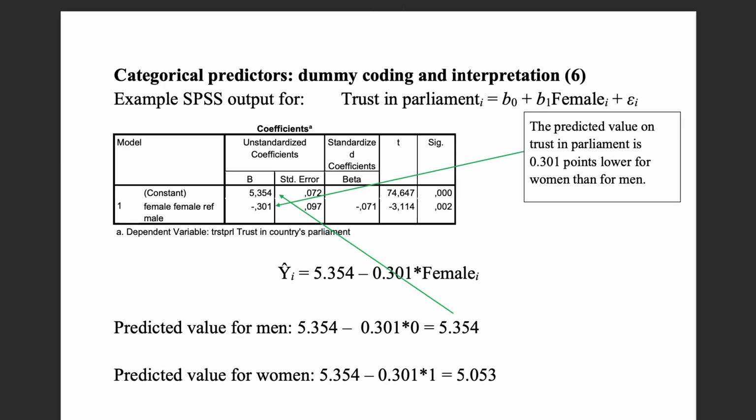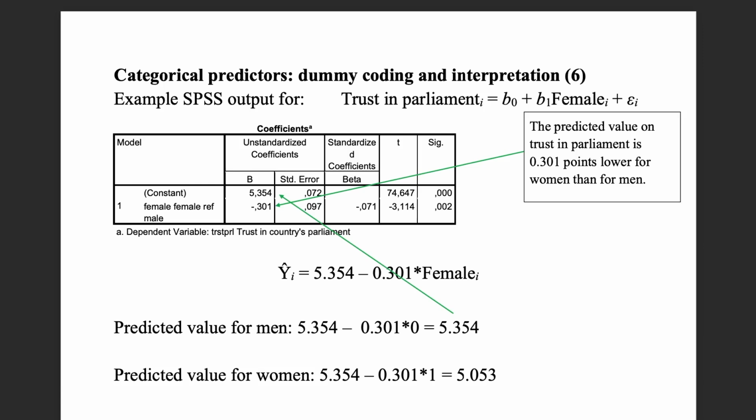So now we know, based on our regression coefficient, what does that regression coefficient for the female dummy capture? It tells us the difference in predicted value for women compared to men. The predicted value for men is the constant. The predicted value for women is the constant, in this case minus 0.301. In other words, our regression model now tells us that the predicted value on trust in parliament is 0.301 points lower for women than for men.